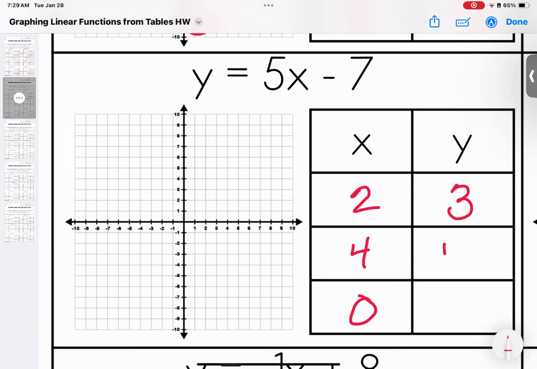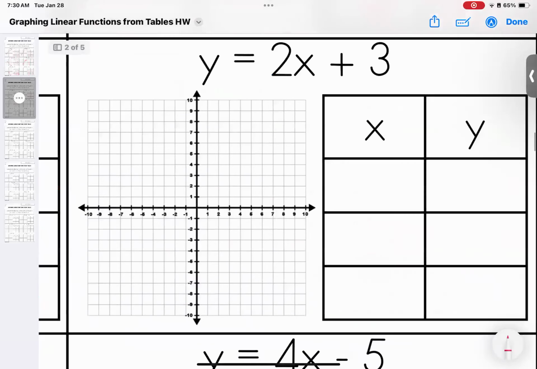20 minus 7 is 13. 0 times 5 is 0. 0 minus 7 is -7. 2, 3. 4, 13 is going to be somewhere up there. And then 0, -7. And draw your line. These lines keep getting worse.